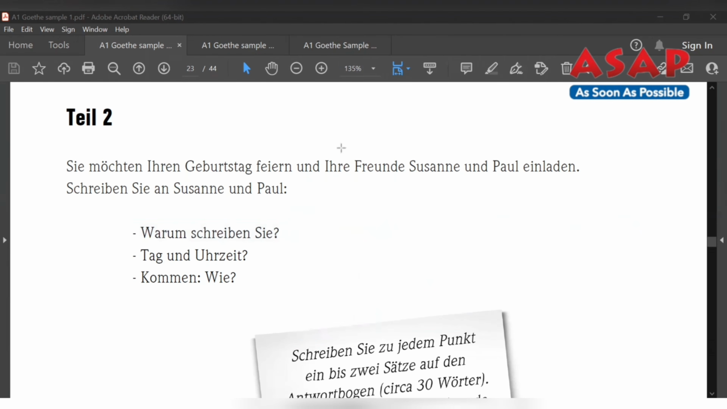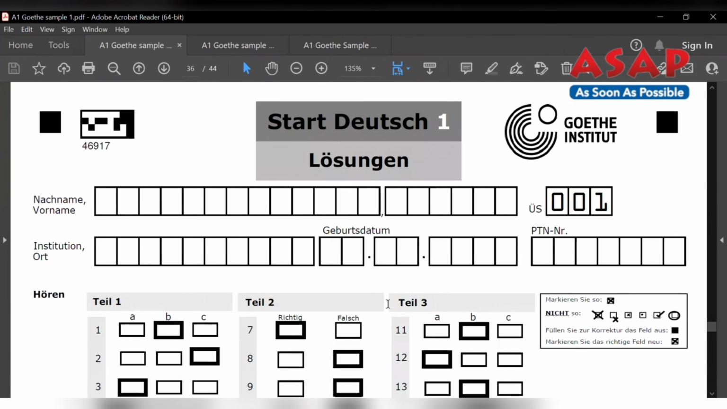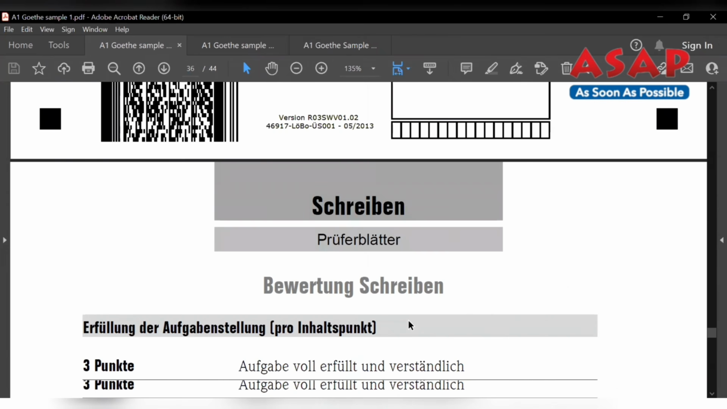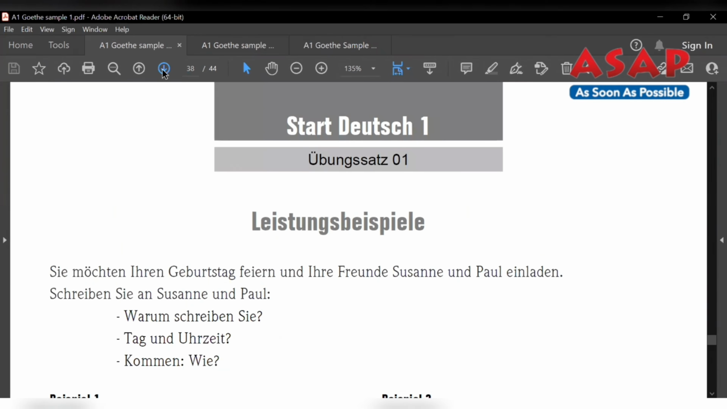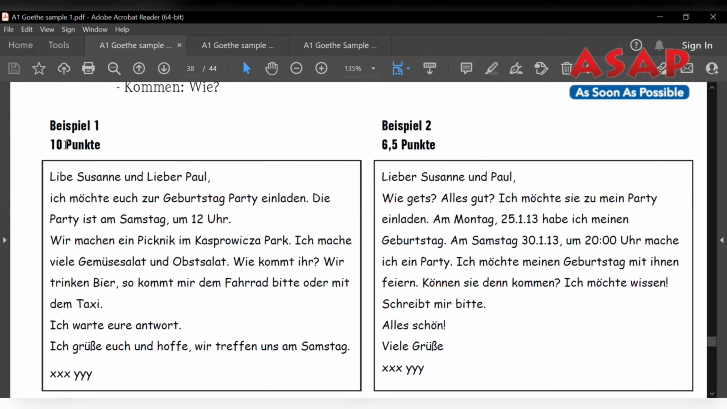Yes. So we'll check what Goethe Institute has given. This is, as you know, a sample question paper. So we will also check what sample answer Goethe Institute has given. Okay. So this should be there. This is here, Beispiel 1, 10 points.